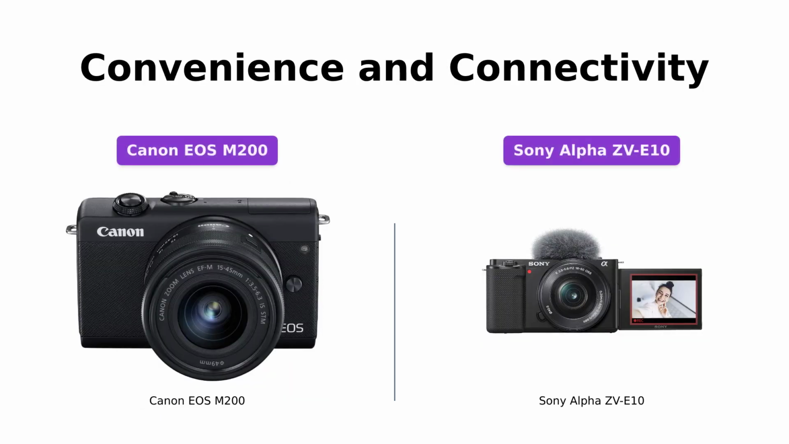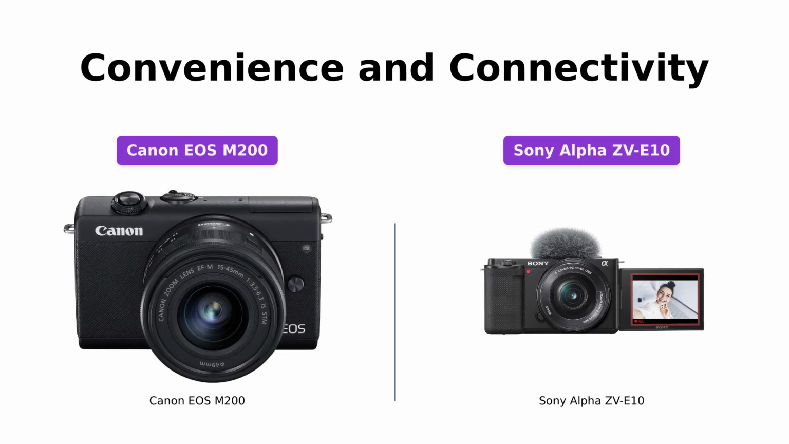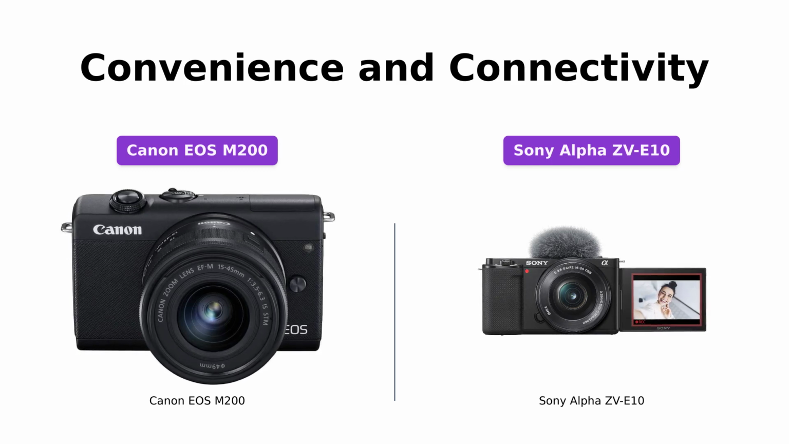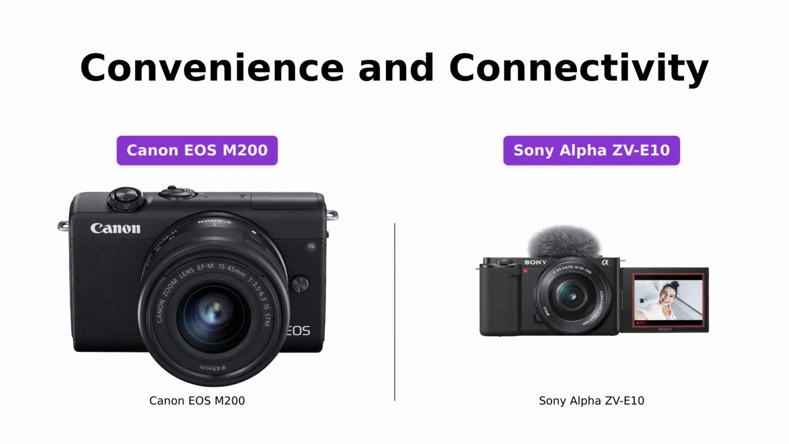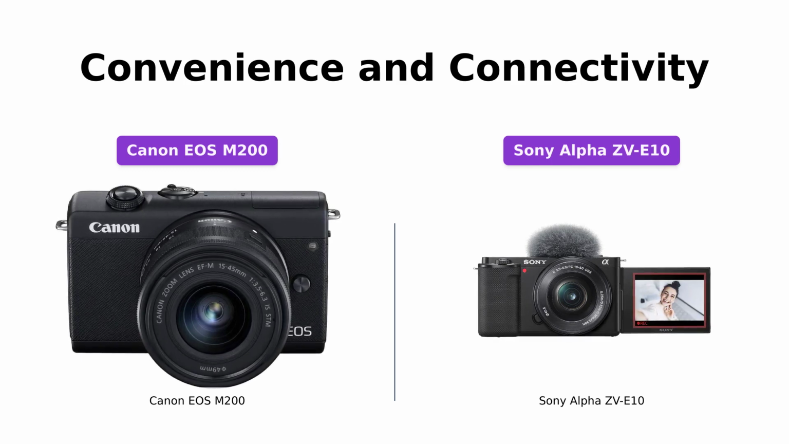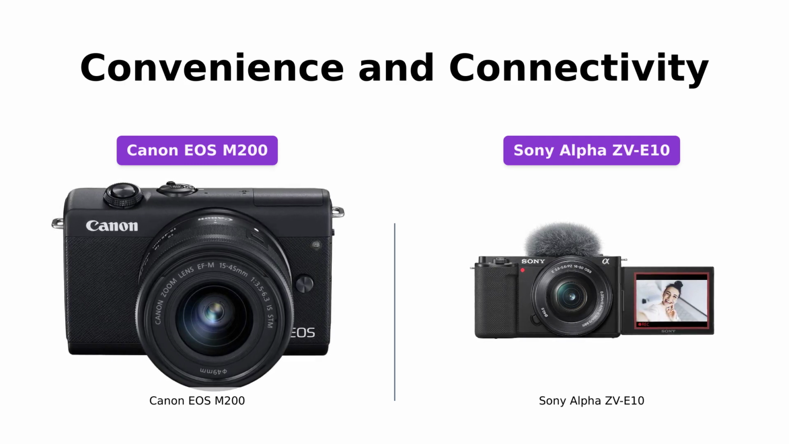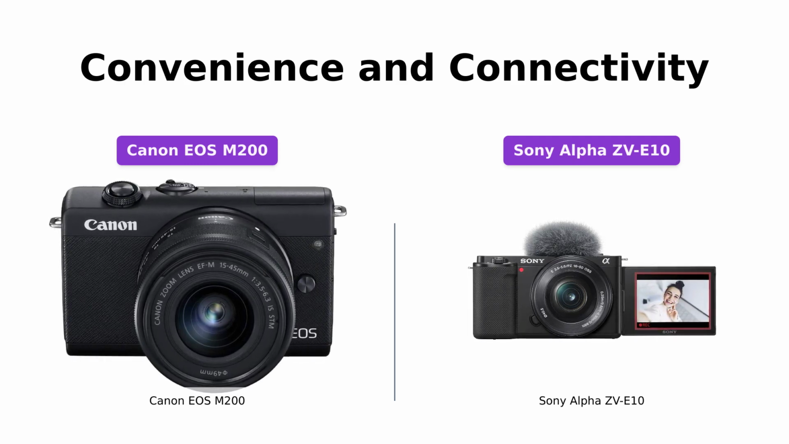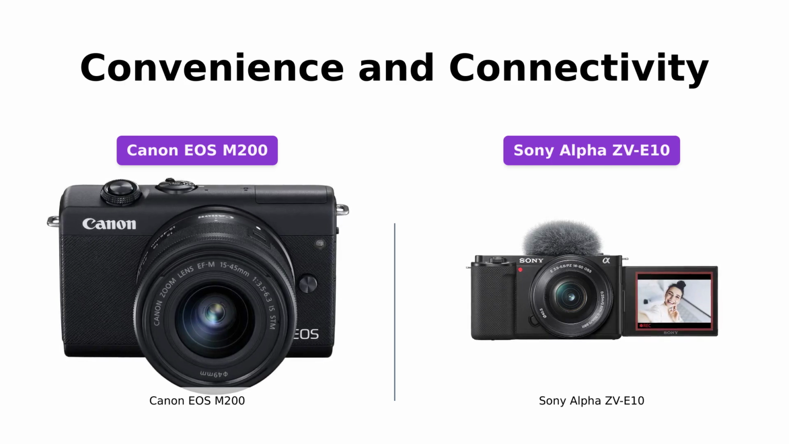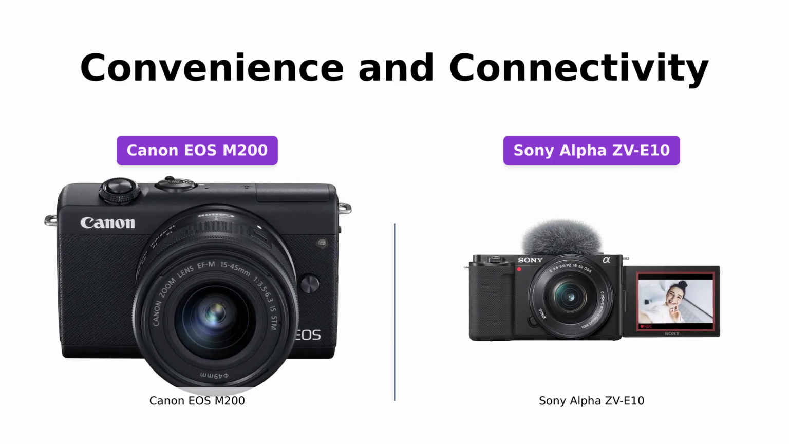In terms of convenience and connectivity, both cameras offer great options. The Canon EOS M200 has a 3.0-inch touch panel LCD screen with a tilt option of 180 degrees, perfect for taking selfies or vlogging. It also has built-in Bluetooth and Wi-Fi technology for easy image transfer. Meanwhile, the Sony Alpha ZV-E10 allows for easy live streaming with a single USB cable, making it a fantastic choice for content creators looking to share their work instantly.